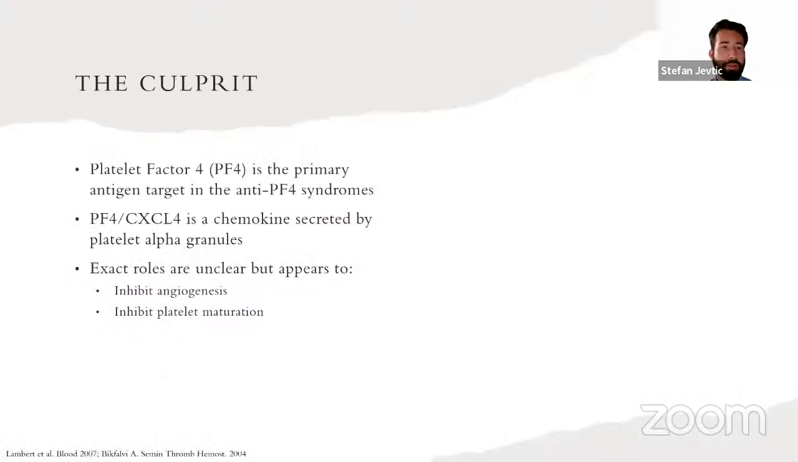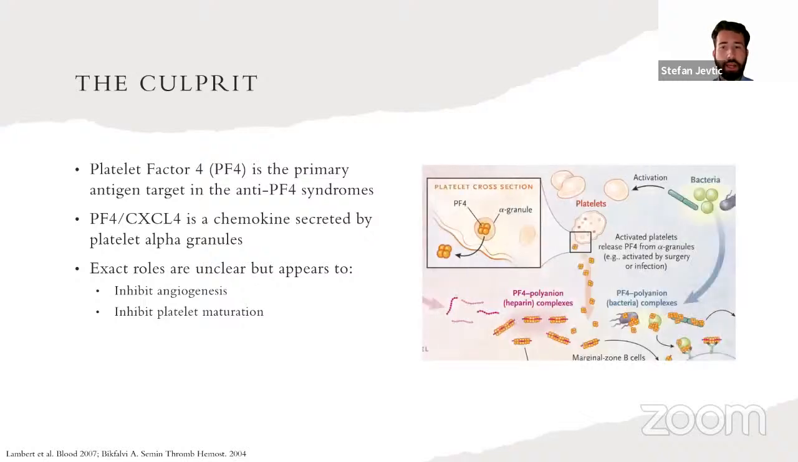The culprit is platelet factor 4, as we've discussed. This is the antigen target for all of these syndromes. As you know, it's a chemokine that's housed in platelets in the alpha granules and is secreted with activation, as well as by stimuli such as surgery and infection. And its exact roles are unclear, but it appears to have roles to inhibit platelet cell maturation as well as angiogenesis.